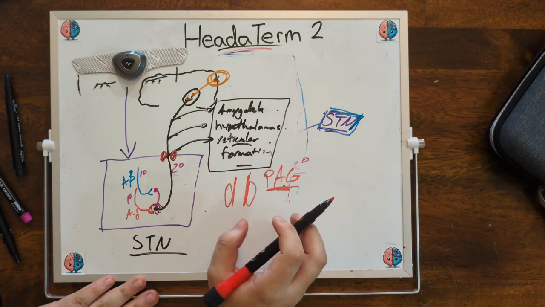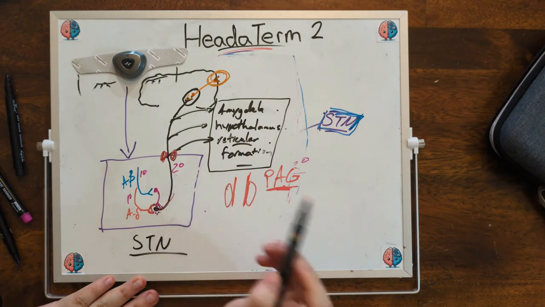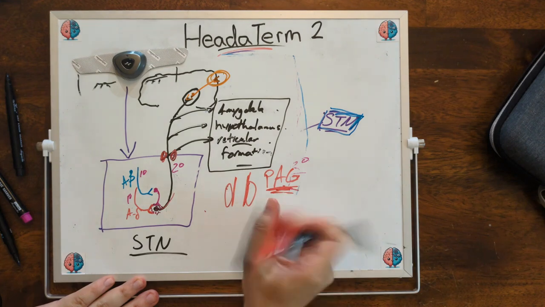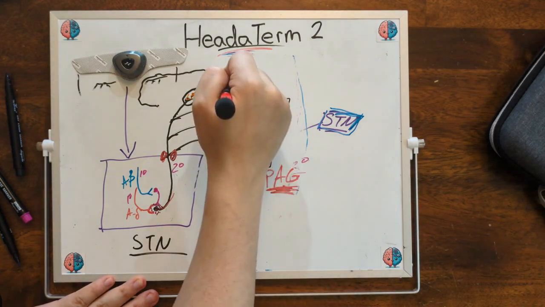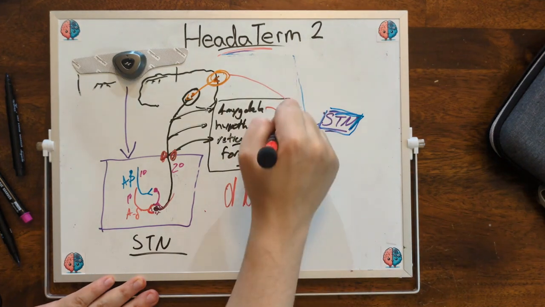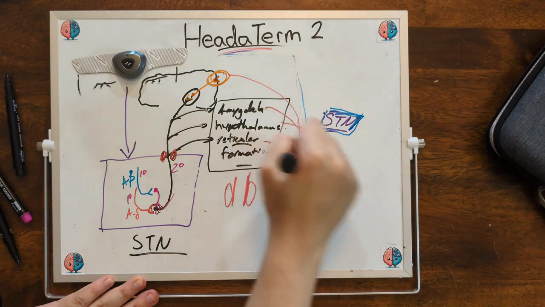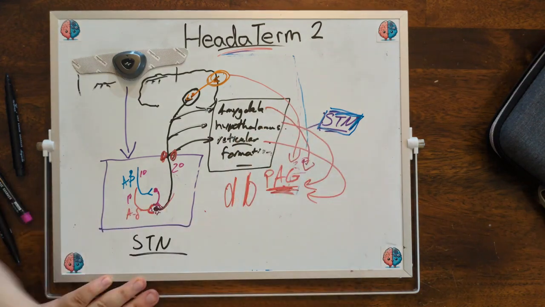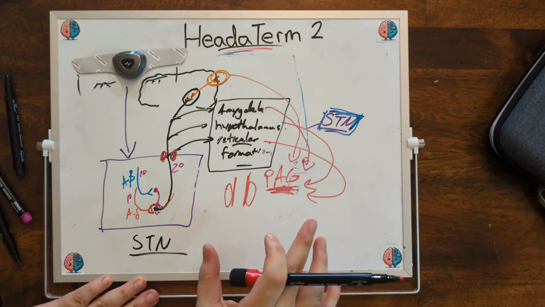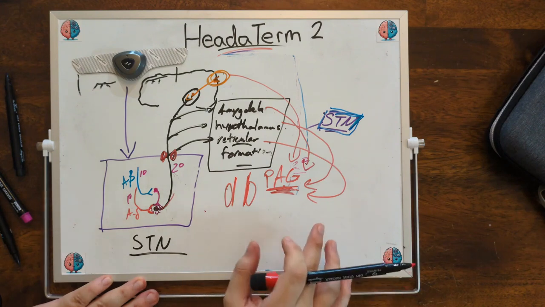It receives inputs not just from the ascending pain signals, but also from higher brain areas. So the periaqueductal gray receives inputs from the cortex, the amygdala, the hypothalamus, and the reticular formation. Now, this convergence of information allows the PAG to integrate sensory, cognitive, and emotional aspects of pain.